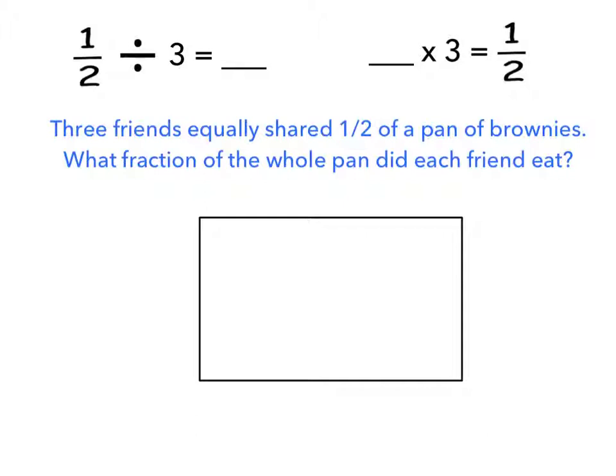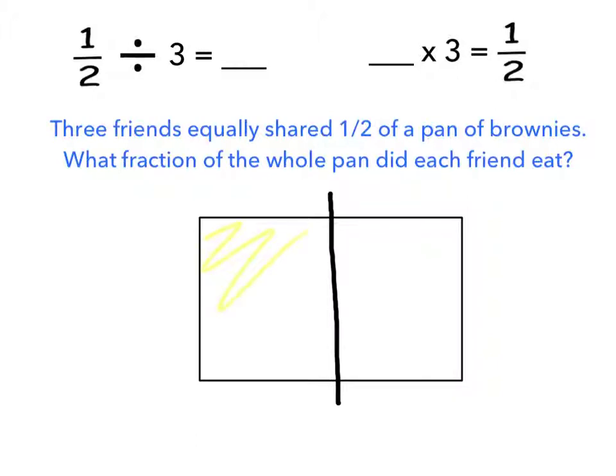Additionally, it's also really helpful to use a visual model when representing division problems. So here below is our pan of brownies. This rectangle is going to represent the entire pan of brownies. And we have 3 friends that are sharing half a pan of brownies. So what I'm going to do is break our pan of brownies in half. And I know that the friends here were equally sharing a half of it.